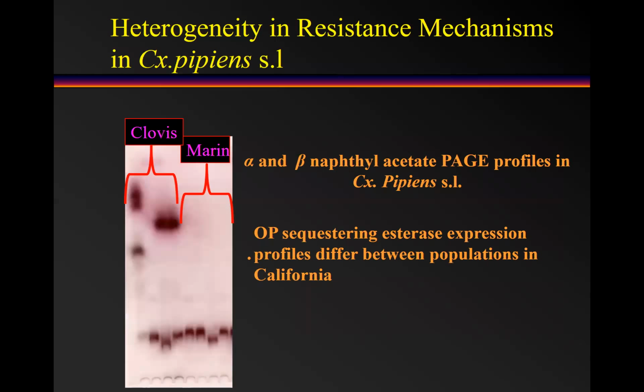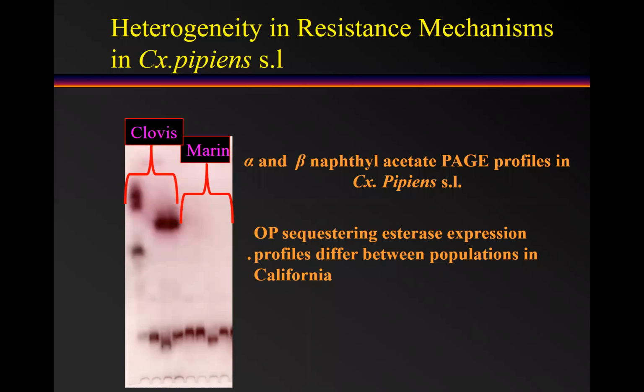And this is a very old slide, but it still tells a story that I think is very relevant, and that is, if you look at esterase expression patterns of Culex pipiens complex members, they're also not consistent from one location to another. So here from Clovis, for instance, the pipiens have expression of a lot of esterases. And esterases supposedly sequester organophosphates to confer resistance to organophosphates. But then if we look at a population from Marin, they have very low expression of these esterases that supposedly sequester organophosphates. So they're quite heterogeneous.